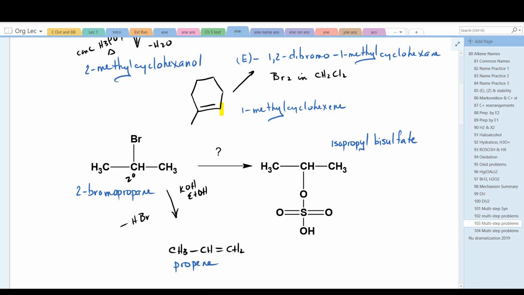To convert the propene to the bisulfate, we simply need to add conc sulfuric acid. No water. The hydrogen will add to the less substituted carbon first, because here's our nucleophile, our electron donor, and then the only nucleophile remaining is bisulfate ion. Even though it's very weak, it'll add to the carbocation, giving us our product.